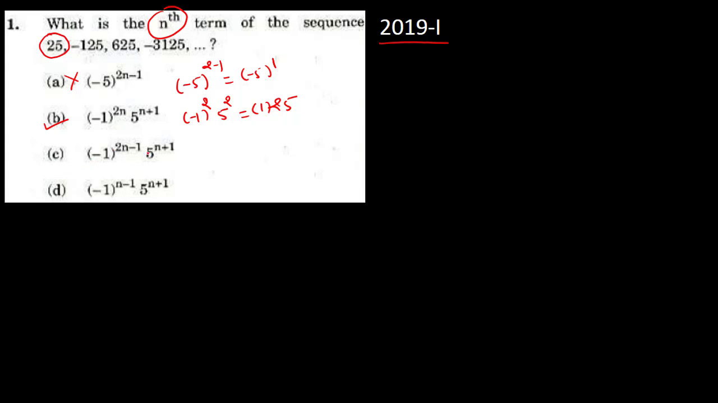Okay, let's try the third option. Minus 1 to the power 2 minus 1 itself is getting a negative value, but I want a positive value. So this is definitely going to be a wrong option. You will get minus 1 into 25, which is wrong. I don't want a negative value, I want a positive value. So the last option is what? Minus 1 to the power 1 minus 1, that is 0, and 5 raised to power 1 plus 1 is 2, which is nothing but minus 1 to the power 0, which is 1, into 25.